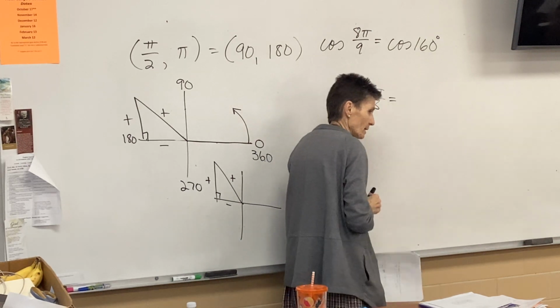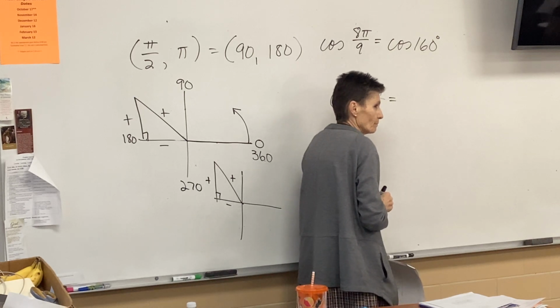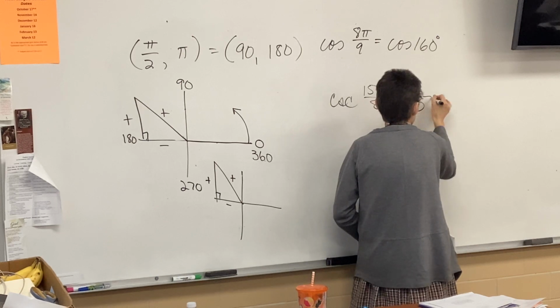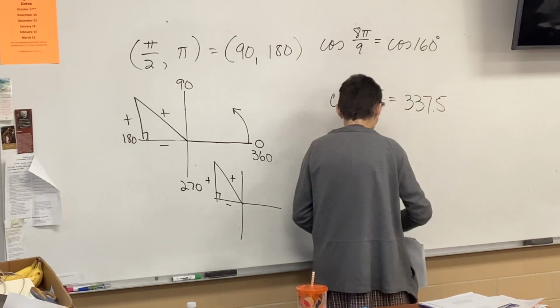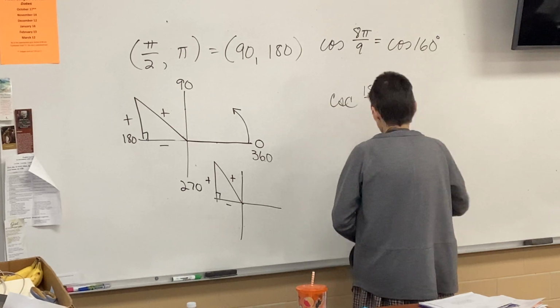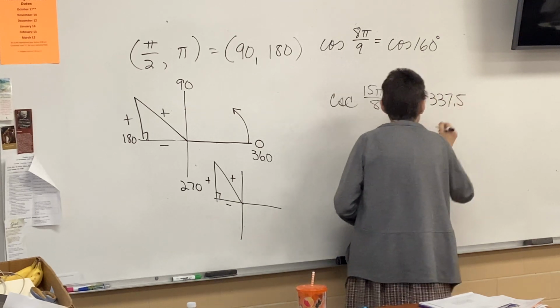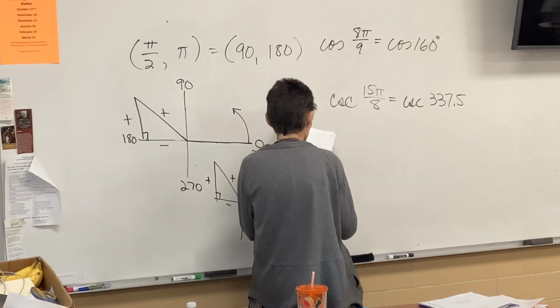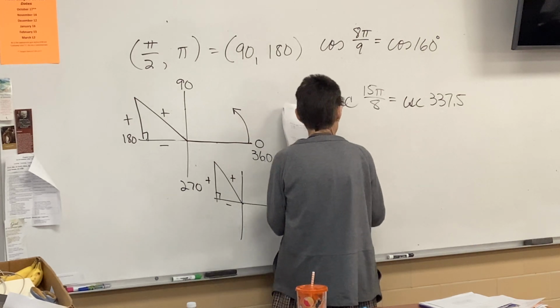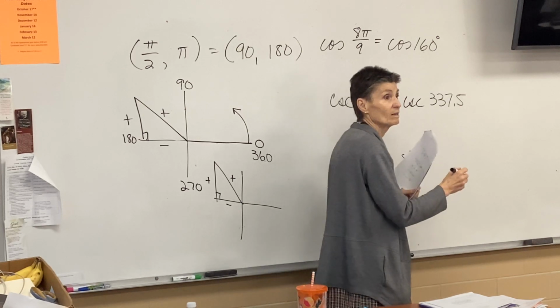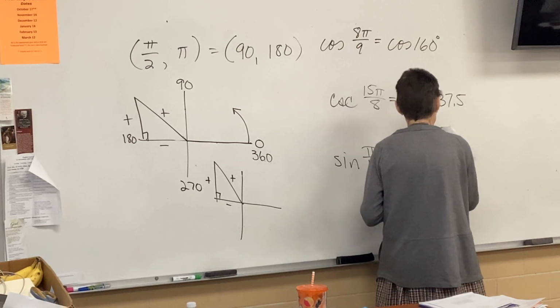What's 15 pi over 8? 337.5, is that what you said? I need the cosecant. All right, and then pi over 11. 16.36.